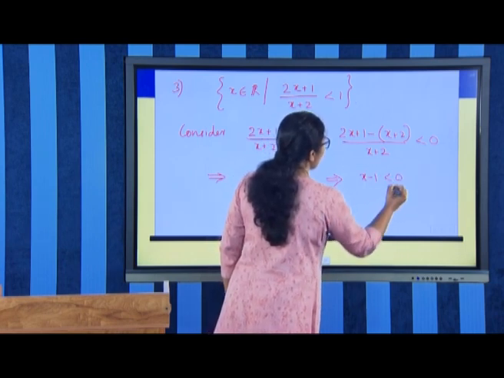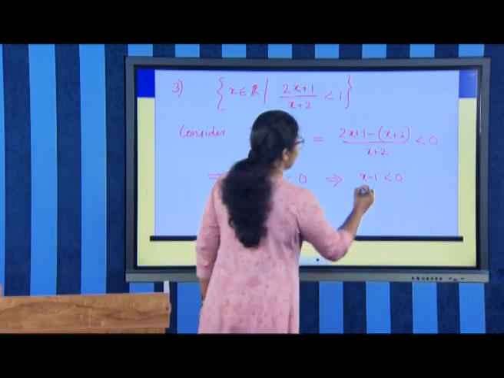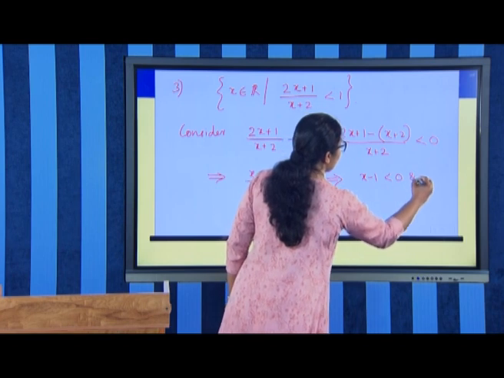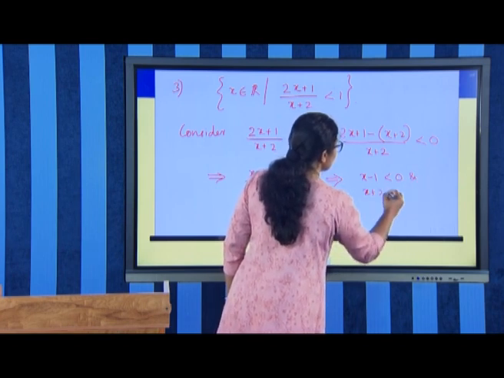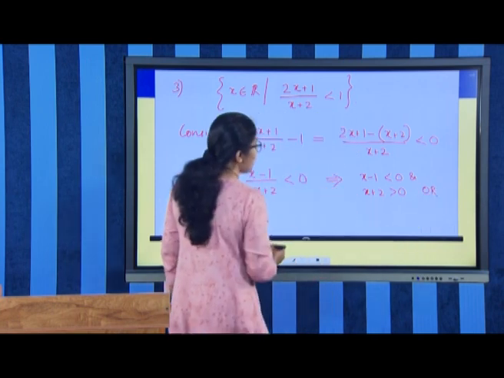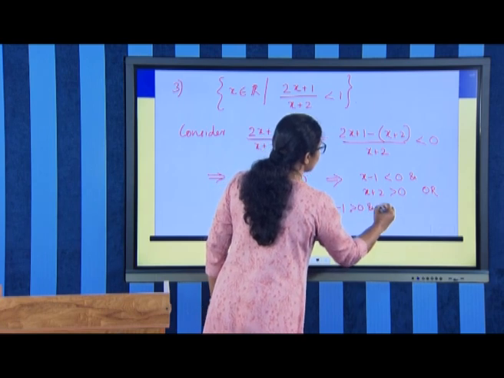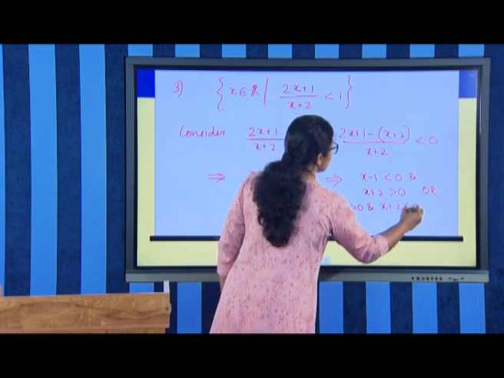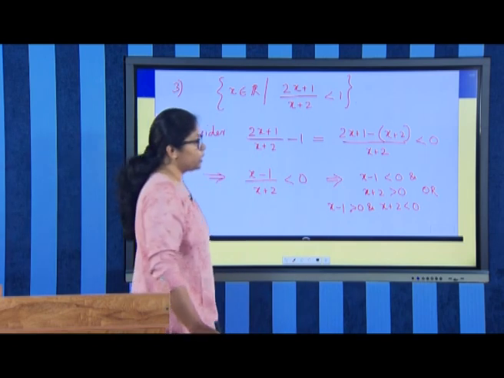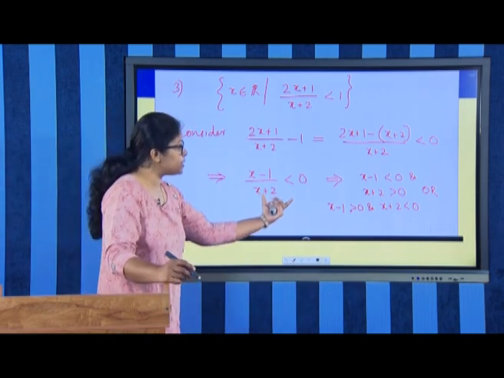less than 0 and x plus 2 is greater than 0, or we have x minus 1 greater than 0 and at the same time x plus 2 is less than 0. So, these two are the conditions corresponding to this inequality.